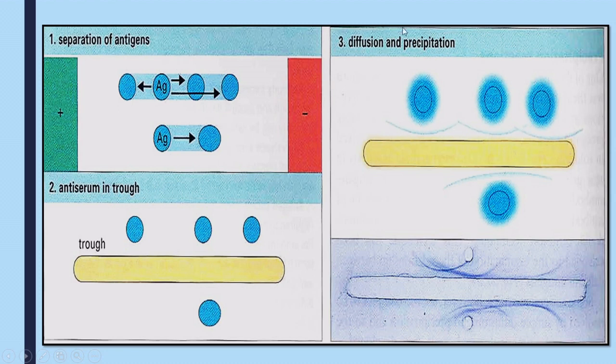So this is the pictorial view. This is the actual view on the slide, how you get the arcs mixing with each other, and you have to actually recognize which arc is for what component and so on. Basically, this is a qualitative method just to detect the presence or absence of a particular antigenic component, and antibody in the antiserum for a particular antigenic component.